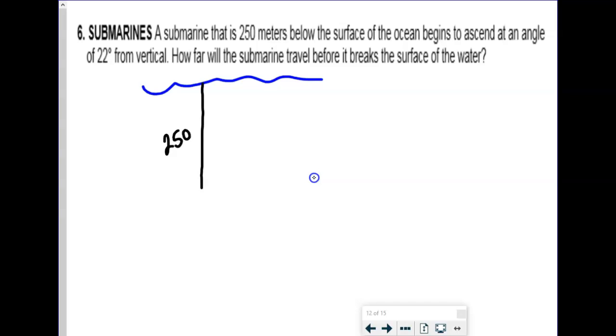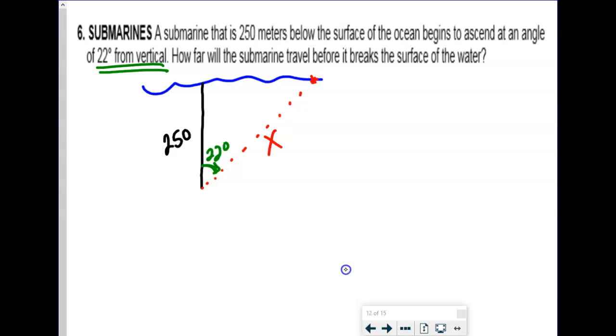All right, so then it's going to start its ascent up to the surface, but it's not going to pop straight up because that's not how that works. Ears would explode, I think. So it has a slow incline. It's going to go up to the surface here, and the angle at which it's ascending is 22 degrees from vertical. So they were very specific this time. This is the vertical component, which means this angle right here is 22 degrees. They want to know how far the submarine will travel before it breaks the water's surface.